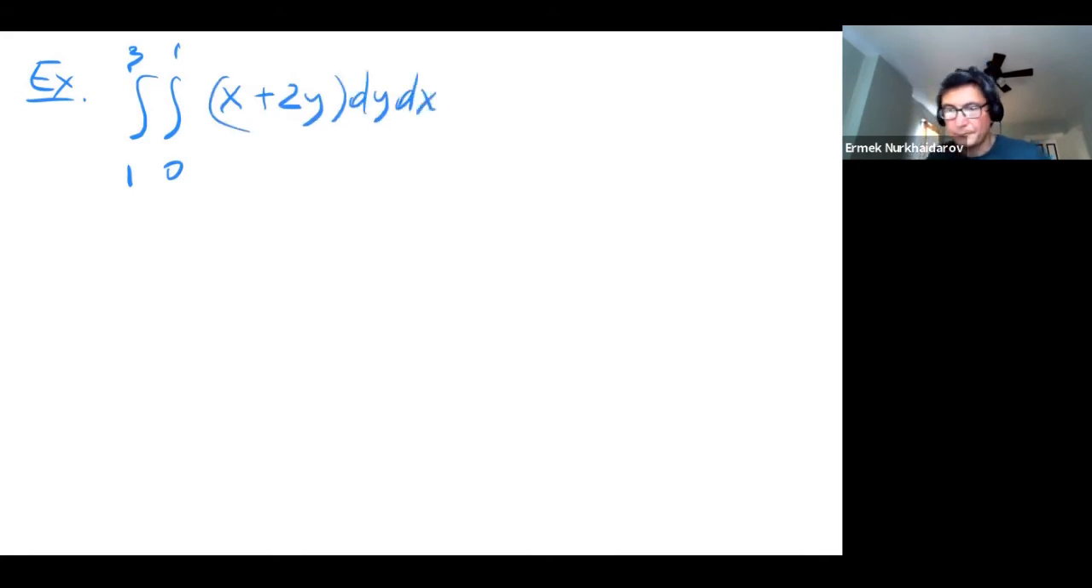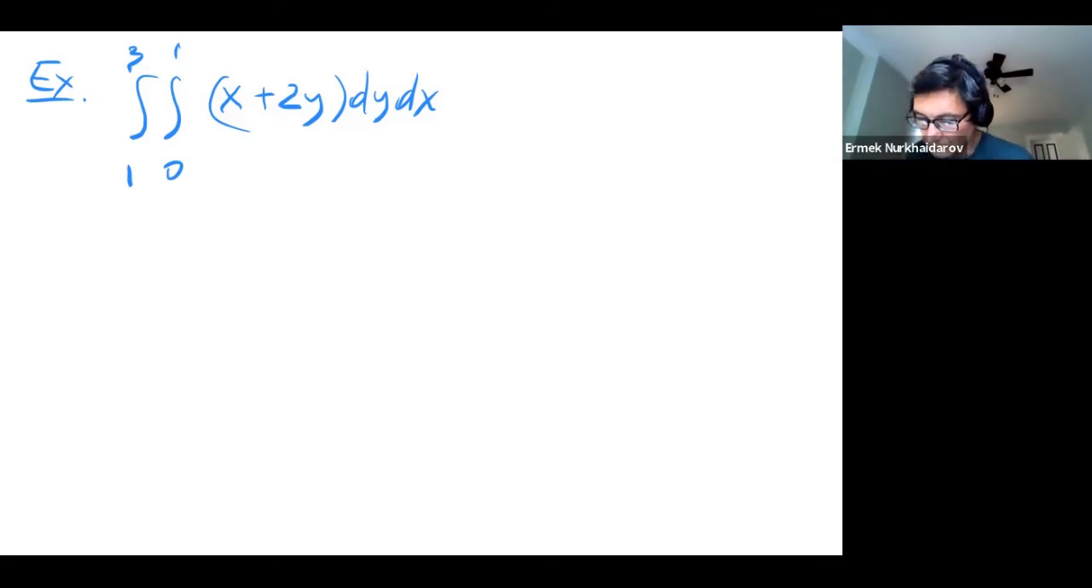One more example. The integral from 1 to 3, 0 to 1, of x plus 2y, dy dx. For this one, I cannot separate x and y because I have a plus. If it were times, it would be so much easier. So this one I will actually have to do the way it's written. Okay, more or less the way it's written.